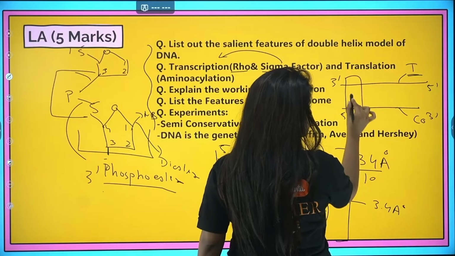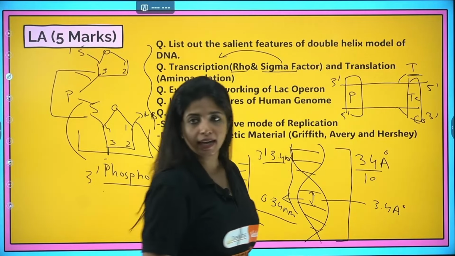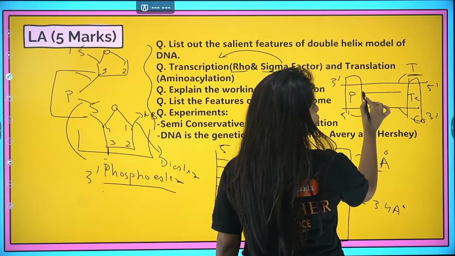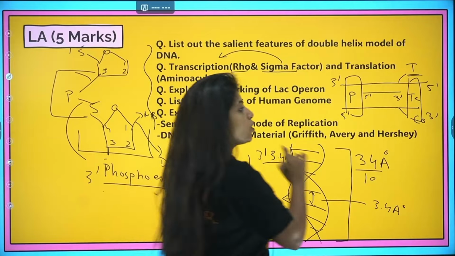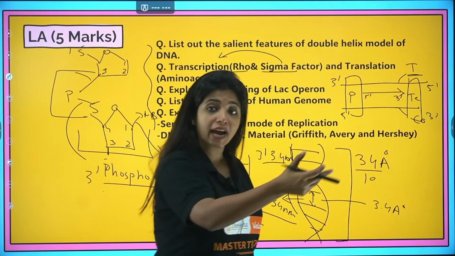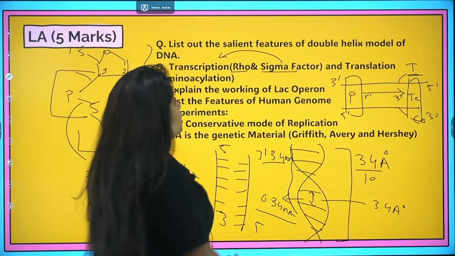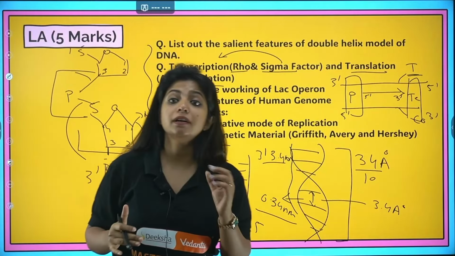There will be a region which is known as promoter region. There will be a region which is known as terminator region. Okay, and in between this you have everything out there. The new strand which is going to be formed, it is going to be formed from 5' to 3' direction. DNA polymerase, RNA polymerase, all of them are going to make a new strand from 5' to 3'. Always remember that.